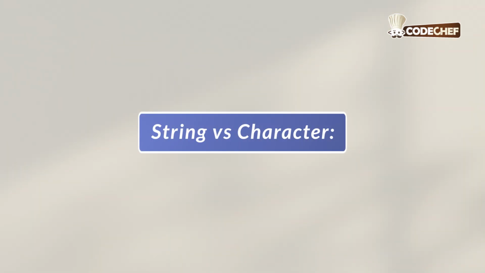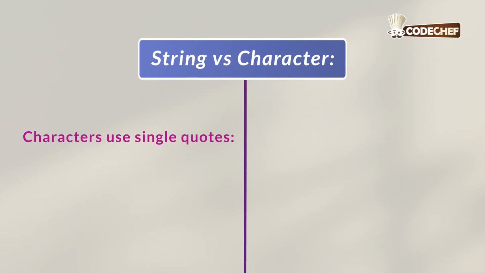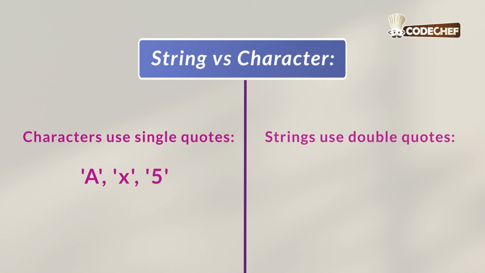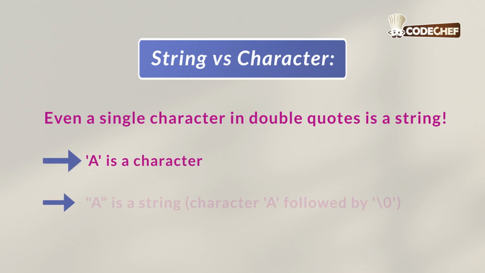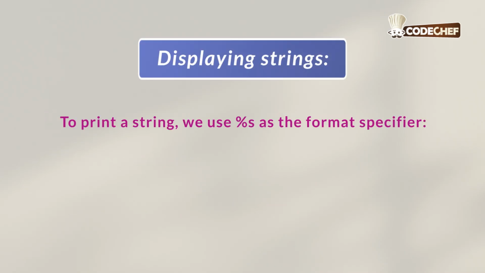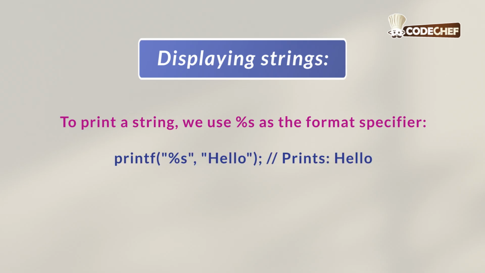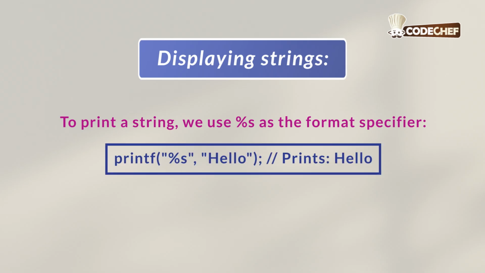Now, string versus character. A character uses single quotes. You can see the examples on the screen. And a string uses double quotes. Similar examples you can see. Even a single character in double quotes is a string. For example, 'A' in single quotes is a character, "A" in double quotes is a string. To print a string, we use %s as the format specifier. printf("%s", "hello") prints hello.